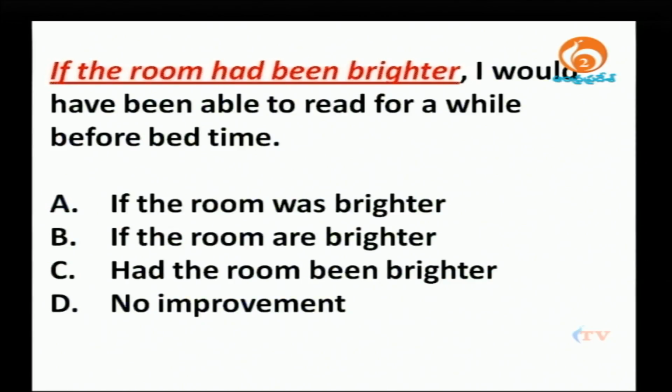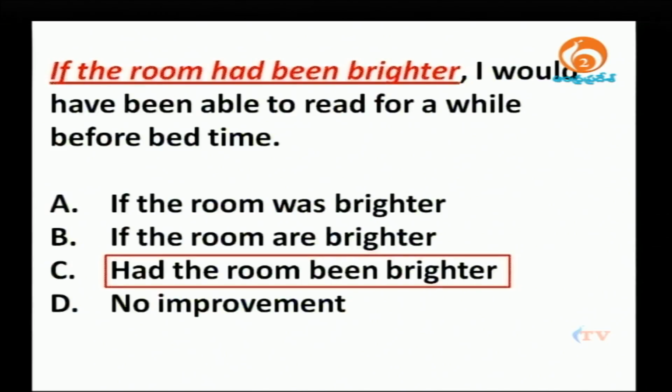Had the room been brighter. Now, in this situation, it is a condition. If the room was brighter, of course, I could have read a little more before bedtime. Now, the correct answer is option C. Had the room been brighter, I would have been able to read for a while before bedtime.